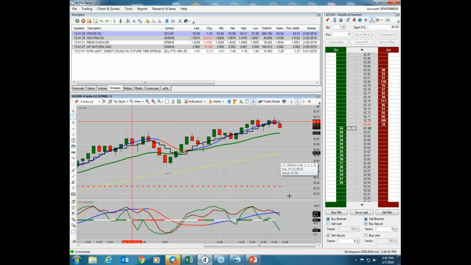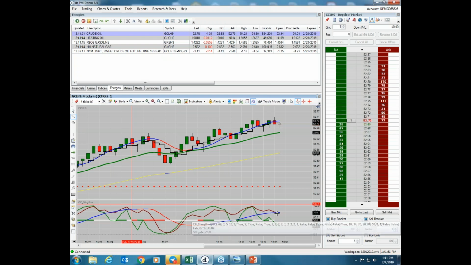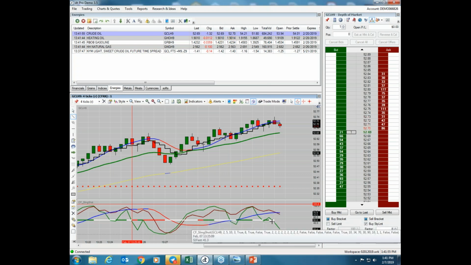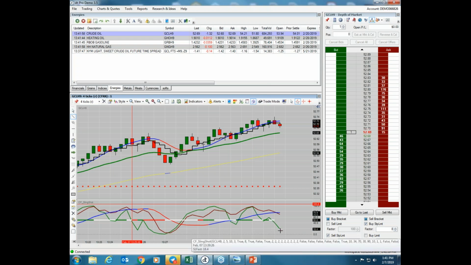Come on. Let's have it down close. We do have the separation, right? Notice the slingshot here is blue. That means that's okay to get long, right? As long as that's blue. Okay, that's good. The green line is underneath. That's the separation we're looking for, the divergence that Michael is talking about in the room.